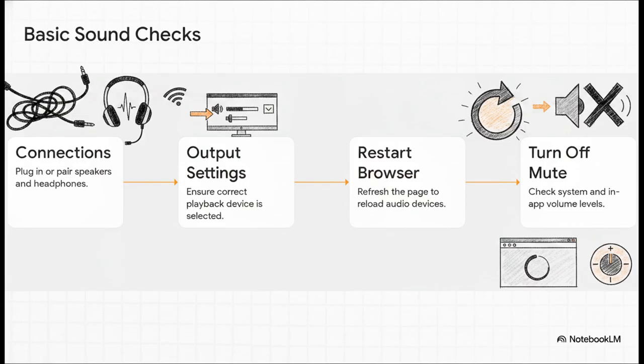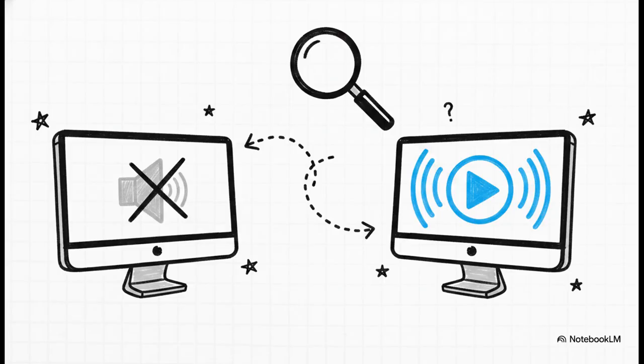Now let's say you've gone through those 4 basic steps and still nothing. Well, it's time to isolate the problem. Just try playing audio on another site. Pull up a random YouTube video or something. This is a really quick test to confirm whether your entire computer system is failing to produce sound or if the issue is strictly isolated to that specific online tool you were trying to use.